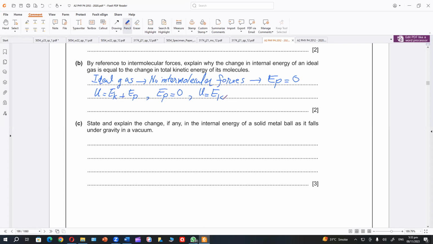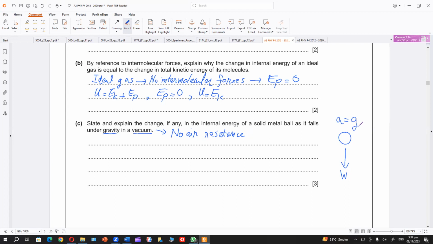State and explain the change, if any, in the internal energy of a solid metal ball as it falls under gravity in a vacuum. Vacuum means no air resistance. So the ball is falling under gravity. And obviously, when there is no resistance, acceleration will be equal to small g.